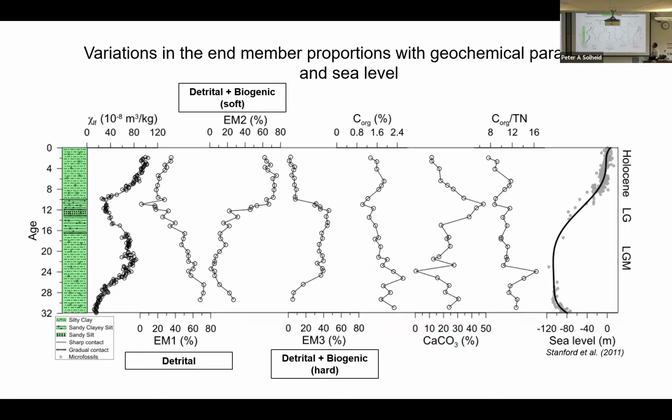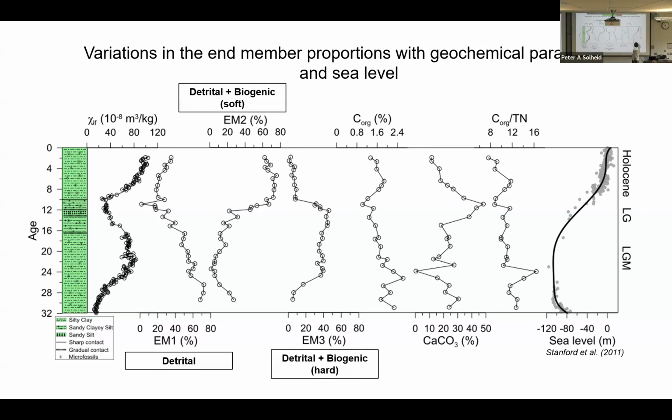Again, the downcore variation record shows that EM1, that is detrital, has increased from the late glacial to the last glacial maximum time period, but it has a lower proportion during the Holocene. But EM2, that is detrital plus biogenic soft, is dominant during the Holocene as compared to the late glacial and last glacial maximum. And for EM3, detrital plus biogenic hard, the proportion is dominating for late glacial and LGM time compared to the Holocene time period.